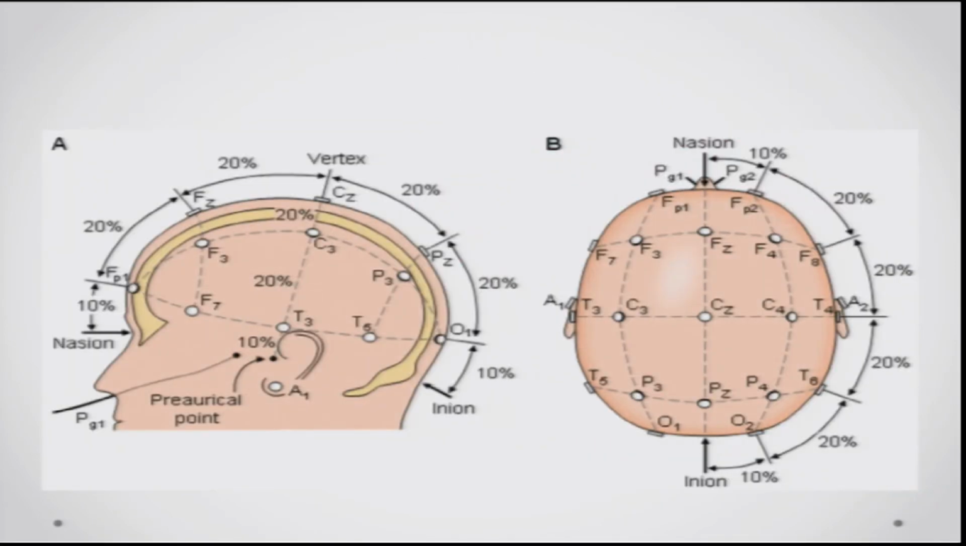So, this is how you put EEG electrodes. This is by the 10-20 system. F is frontal, P is parietal, this is central, occipital. So, if you take it from the midline right here, 20%, 20%, 10%, similarly 20%, 20%, 10%. This is how you put the electrodes, so that you cover about 21 channels or 32 channels.